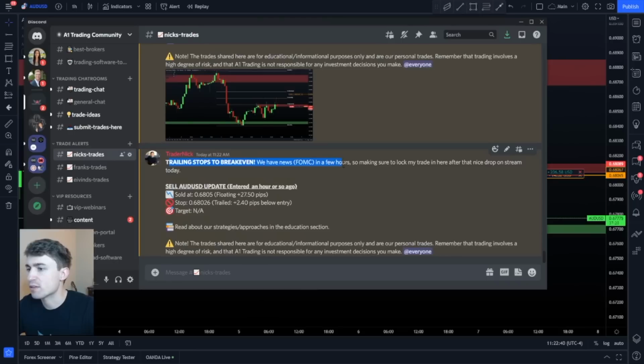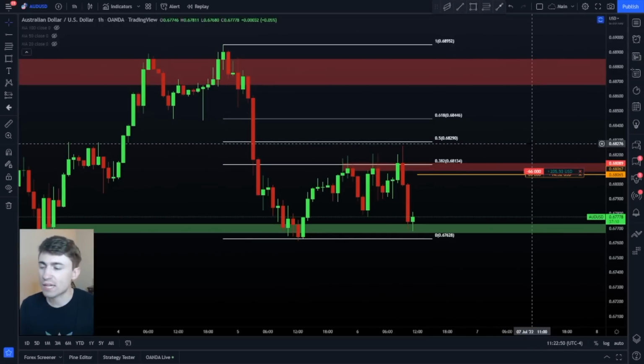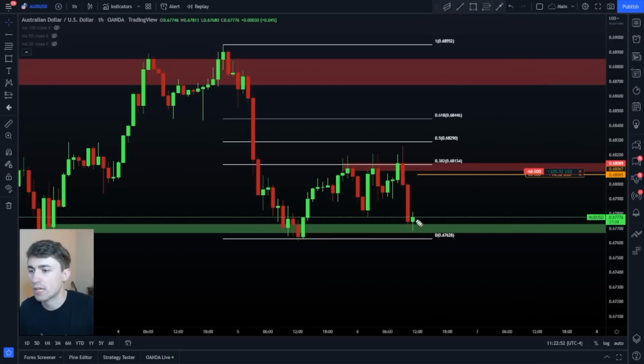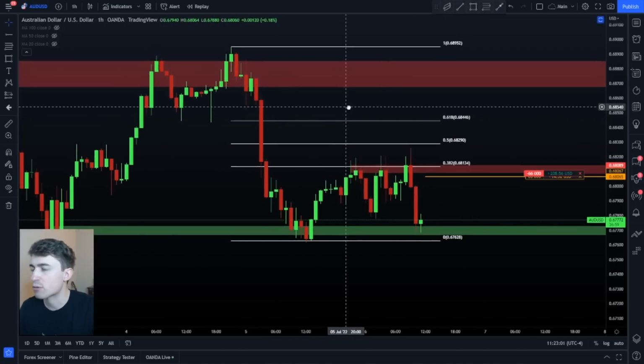We have FOMC in a few hours, so making sure to lock my trade in here after that nice drop on stream today. So we're in, not necessarily profit, but we've locked the trade at break even. So we can't lose from here. And now just a measure of can we actually break through, and we'll give it a little bit of room in case there's some volatility on the actual Fed meeting itself. So good little spot to be in with AUDUSD.